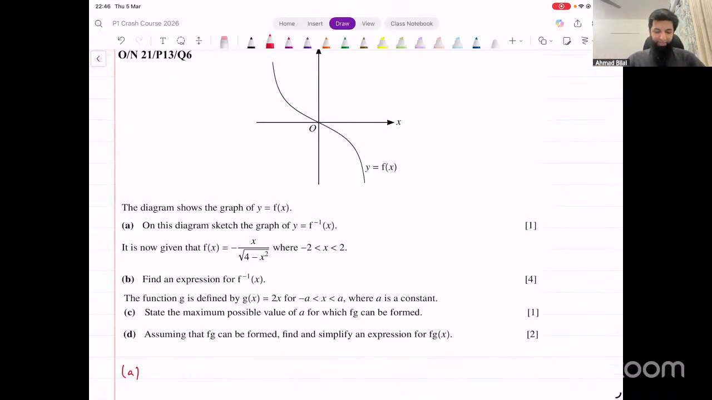Okay. The diagram shows y equals f of x. It says on this diagram, sketch the graph of y equals f inverse of x.